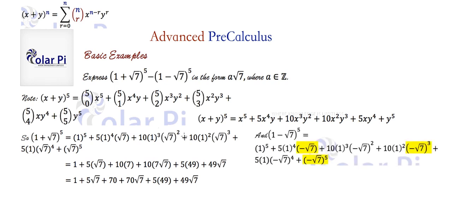Three of the terms are going to be negative, because they have a negative number to an odd power. The first of those is the second term, where we write 5 x to the fourth y, but x is 1 and y is negative root 7. So this here is going to be negative. Specifically, it's going to be negative 5 root 7, right?